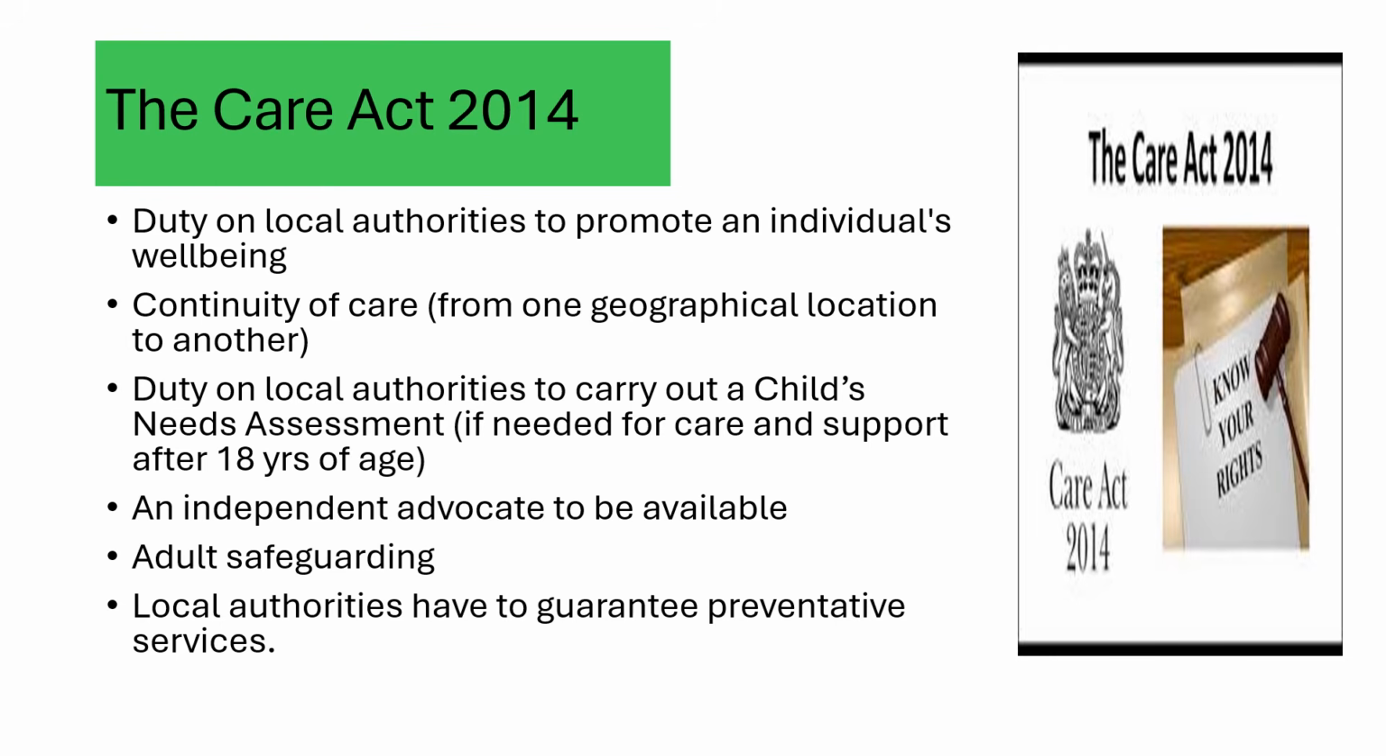Duty of local authorities to carry out a child's needs assessment. This really is for people that are likely to need care over the age of 18. An independent advocate to be available, so to facilitate the involvement of an adult or carer who is the subject of an assessment. Adult safeguarding. So this includes responsibilities for inquiries into cases of abuse and neglect, and local authorities have to guarantee preventative services. So this is to help prevent the delay of care and support needs being provided.